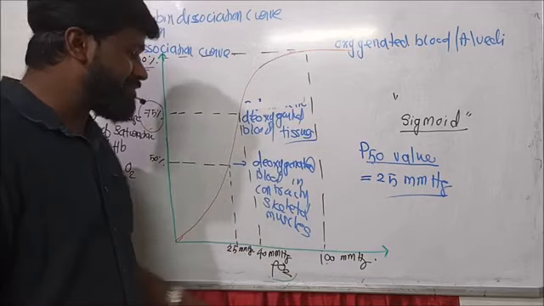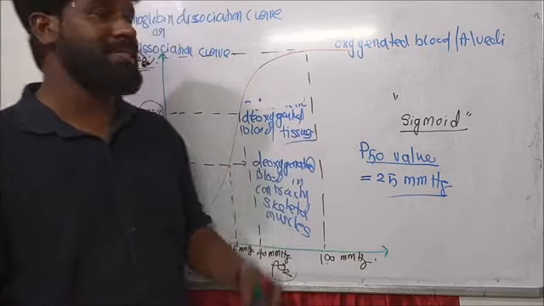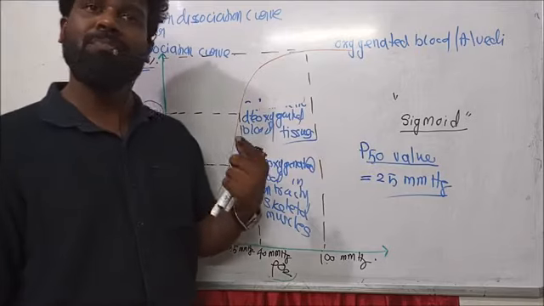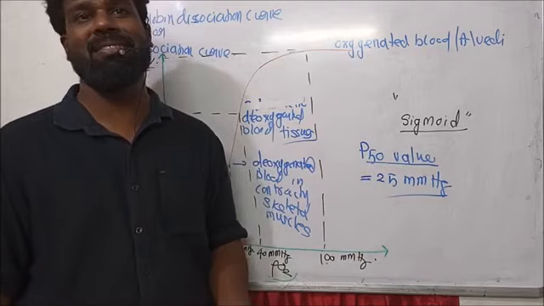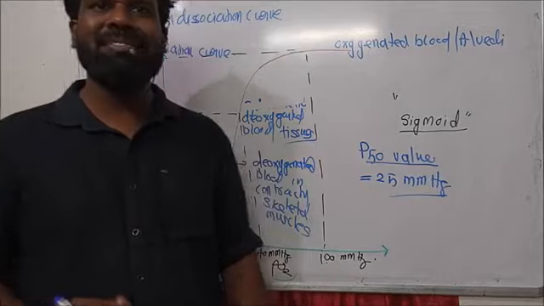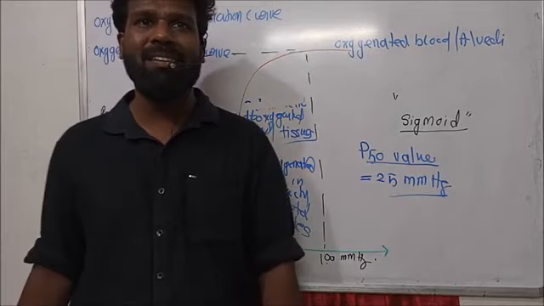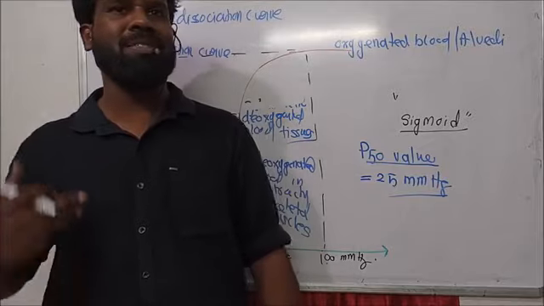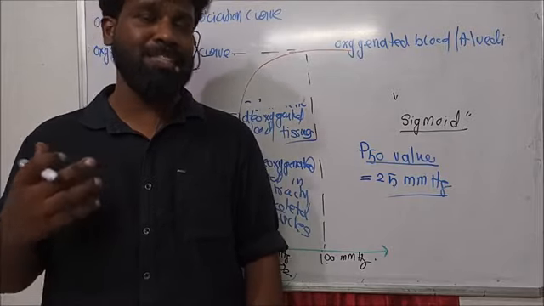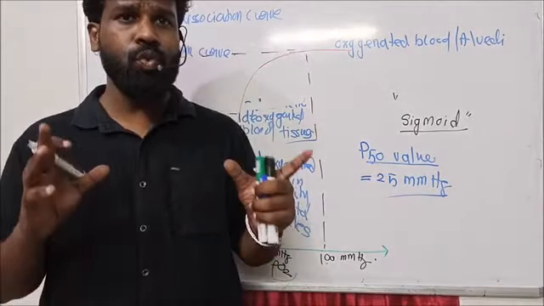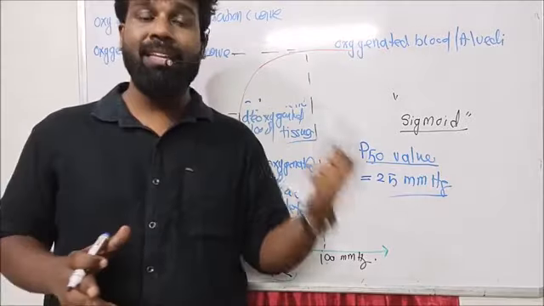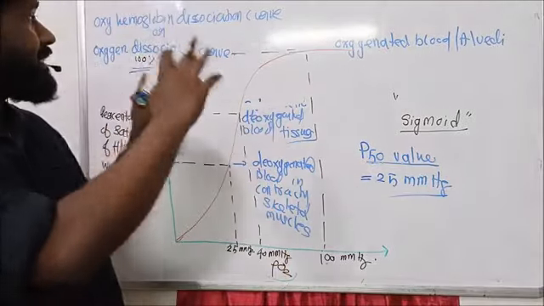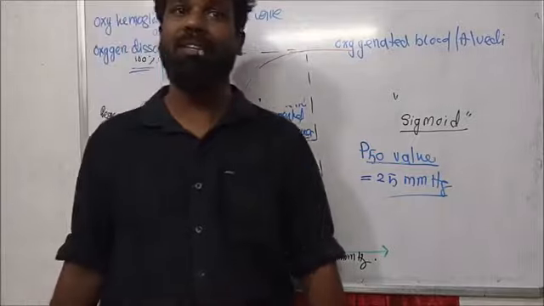This curve represents that when the partial pressure of oxygen increases, the percentage of saturation of hemoglobin with oxygen also increases. Then several factors affect this oxygen hemoglobin dissociation curve. We know about the factors: partial pressure of oxygen, partial pressure of carbon dioxide, H plus ion concentration, 2,3 biphosphoglycerate, then temperature, etc. are the factors that affect this oxygen dissociation curve.